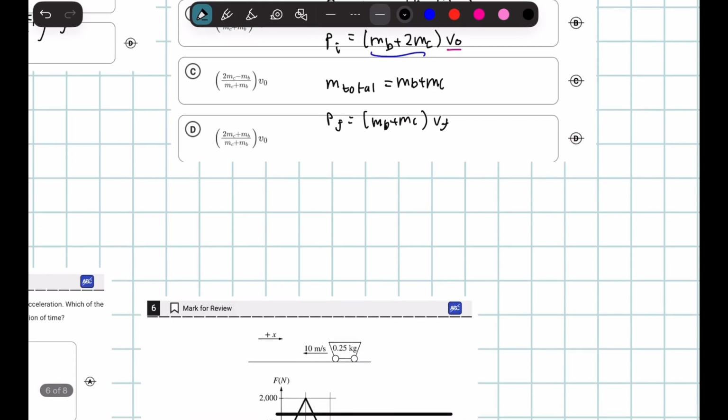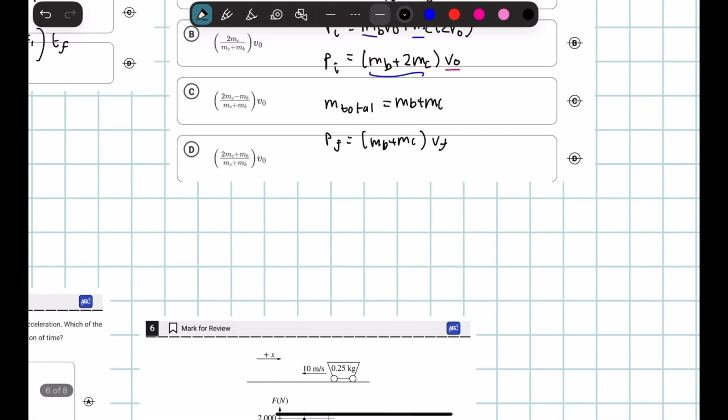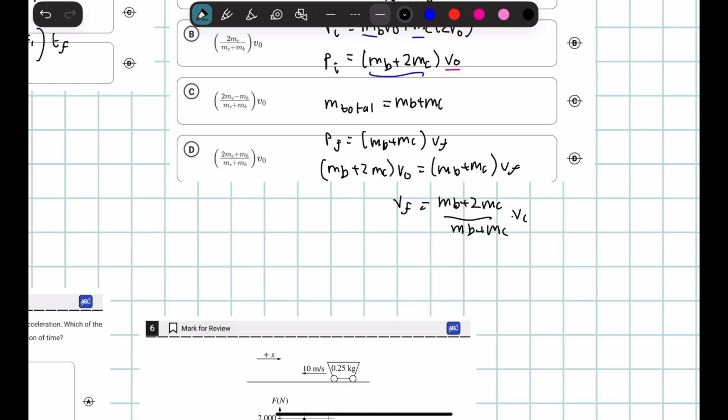So solving for the final velocity, we can divide both sides by MB plus MC. For P initial we have MB plus 2MC times v initial, and that's going to be equal to (MB plus MC) times vf. So vf equals (MB plus 2MC) over (MB plus MC) times v initial.